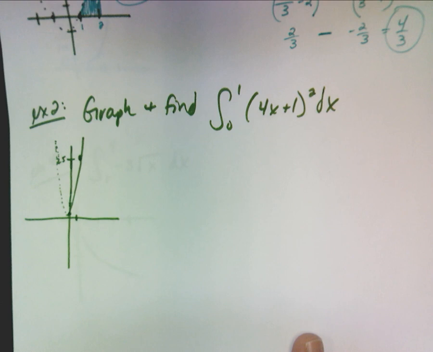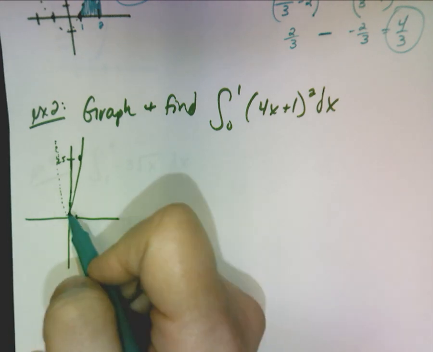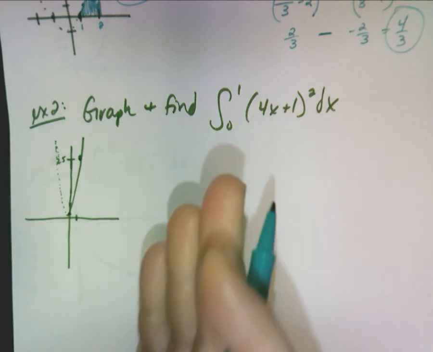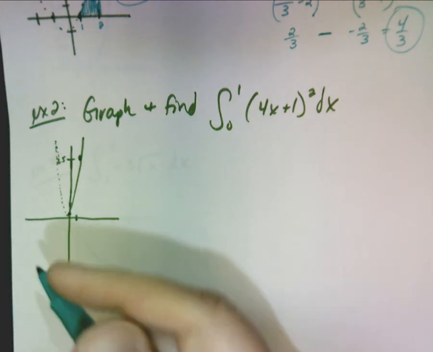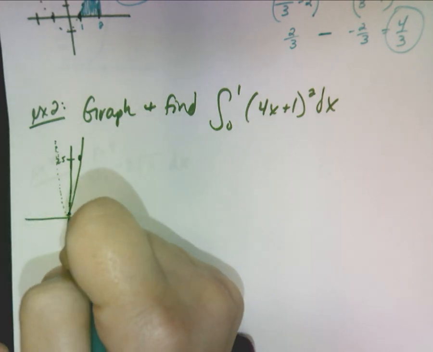Graph and find the integral from 0 to 1 of (4x plus 1) squared dx. (4x plus 1) squared dx. So this is a very tight parabola, and you're only going from 0 to 1.